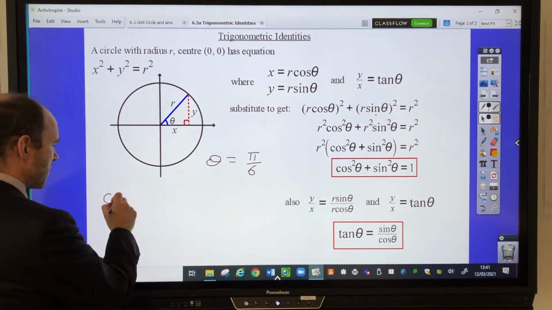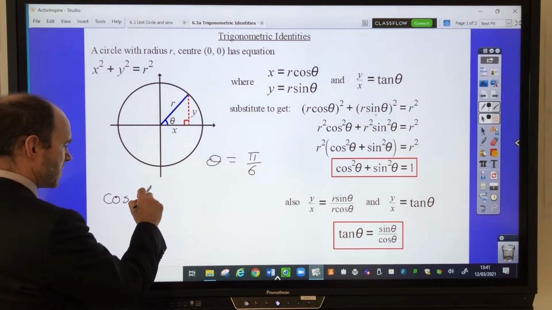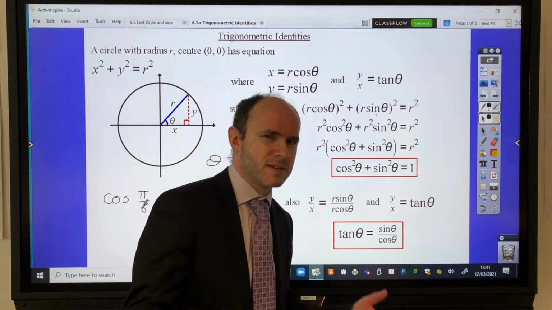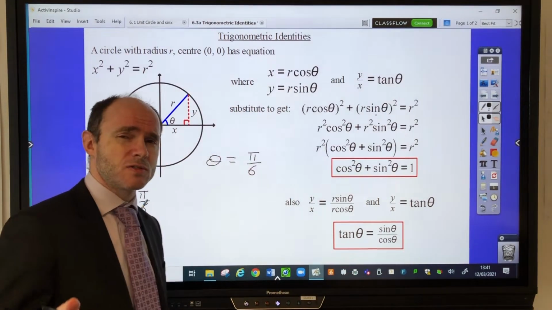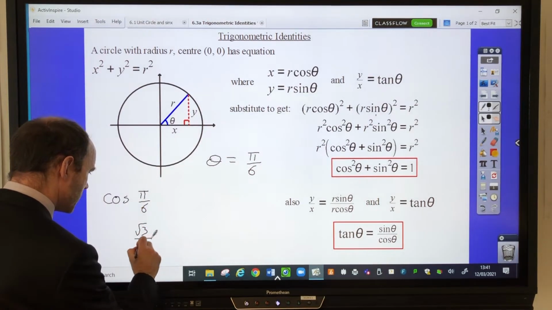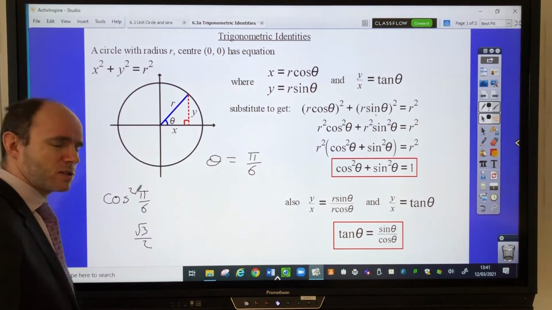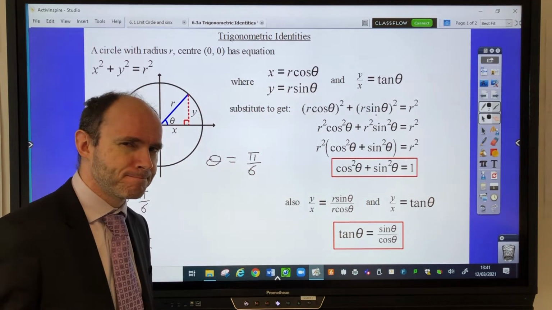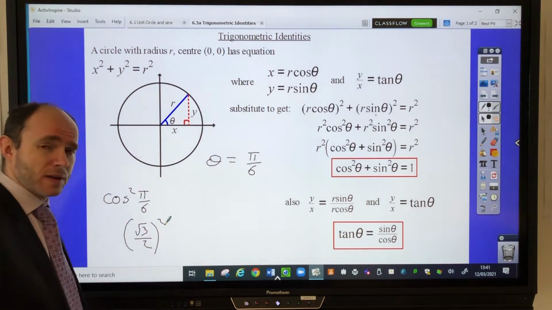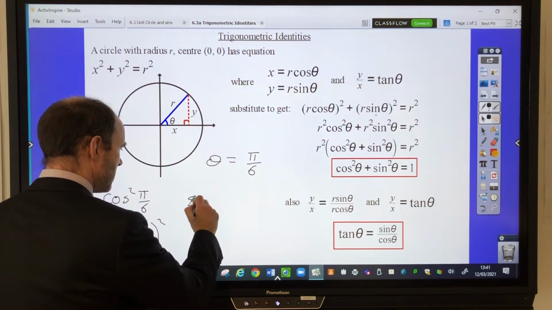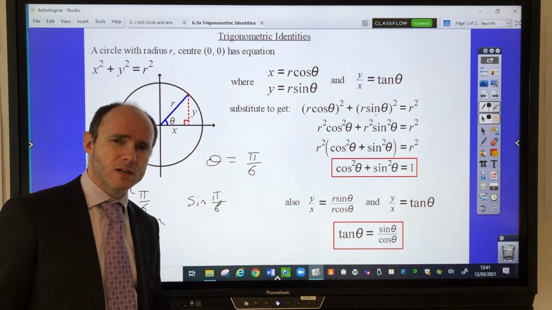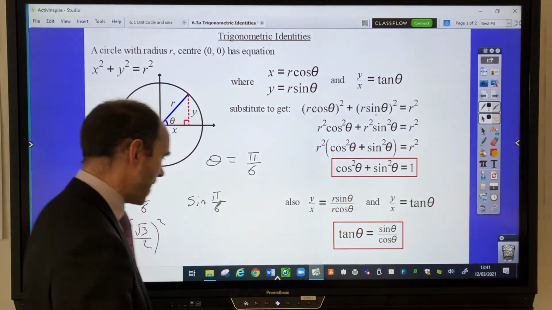So if you were to work out the cosine of pi over 6, what would you get? Yes, indeed. You'd get the cosine of 30 degrees, which is root 3 over 2. So I'm going to write that here, root 3 over 2. Now, what would cosine squared pi over 6 be? It would just be that squared, so I'm going to write down that squared. Then we'll do the same with sine. So sine pi over 6 or sine 30 degrees. What's that going to be? Yeah, it's going to be a half.